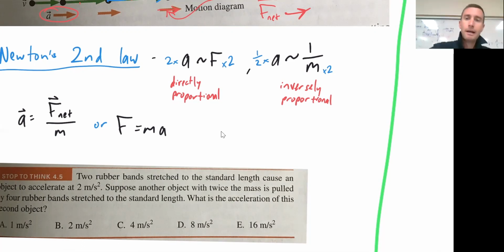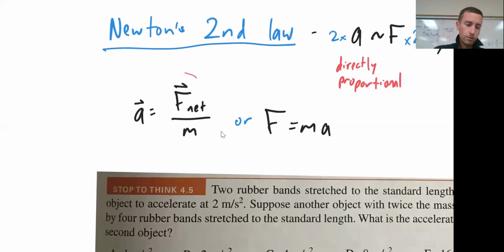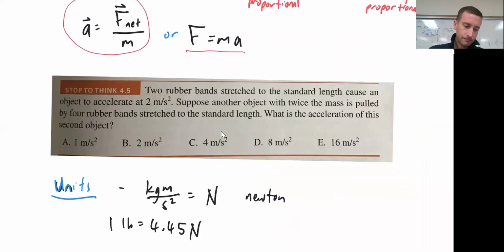Good. Now I can actually put both of those together into a combined equation. And instead of just doing proportionalities, I could say the acceleration is equal to the net force divided by the mass, or I could rearrange it to F equals ma. You're probably familiar with that one. That is Newton's second law, force equals mass times acceleration. Acceleration is directly proportional to force, inversely proportional to mass. Good. All right, let's do a sample.